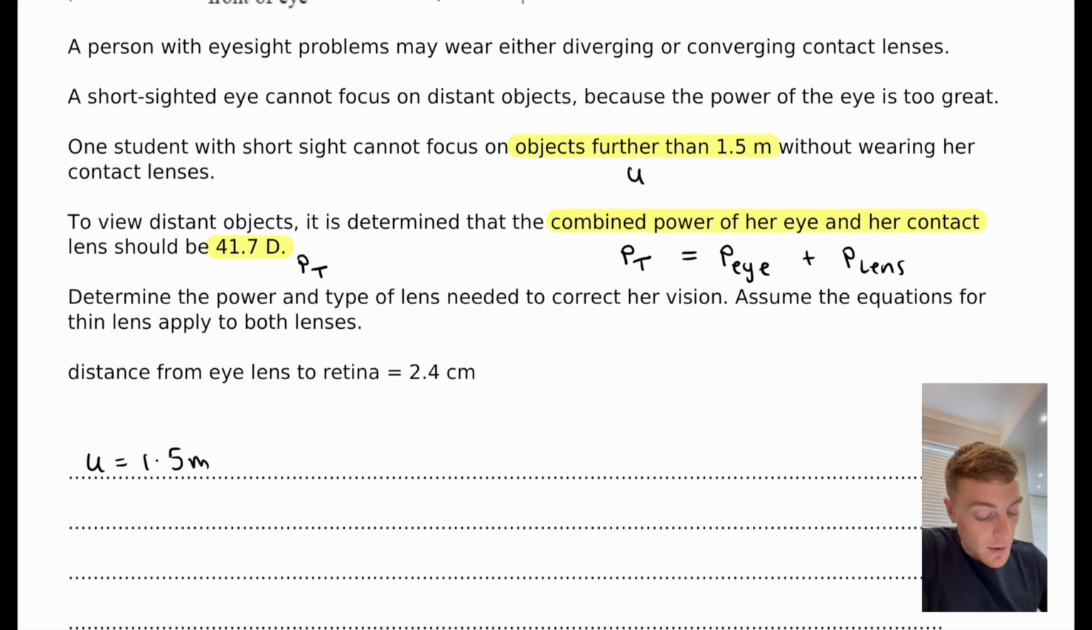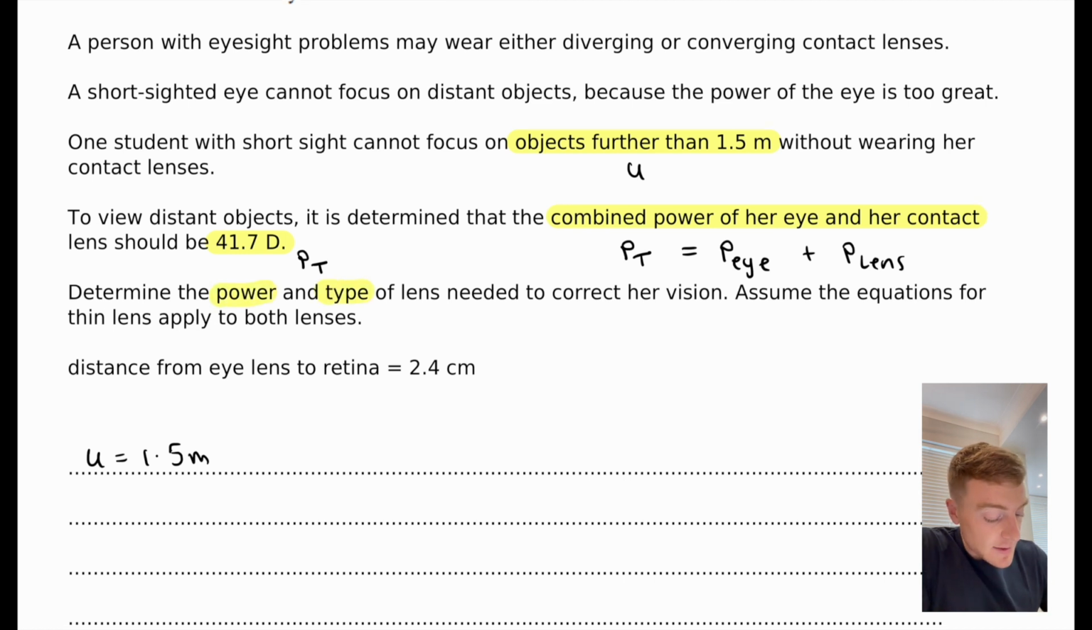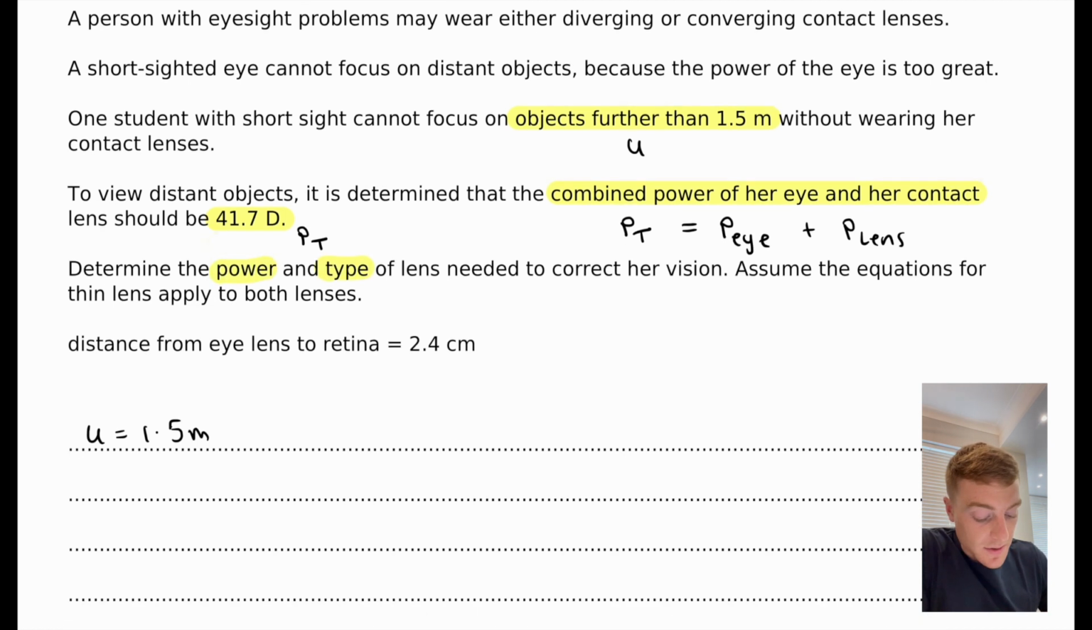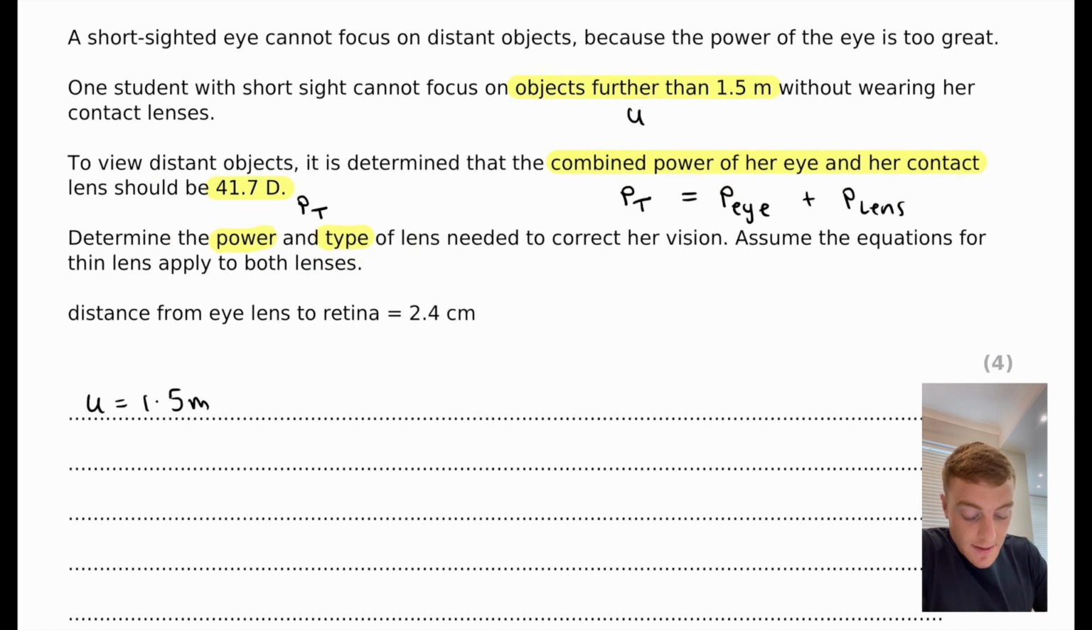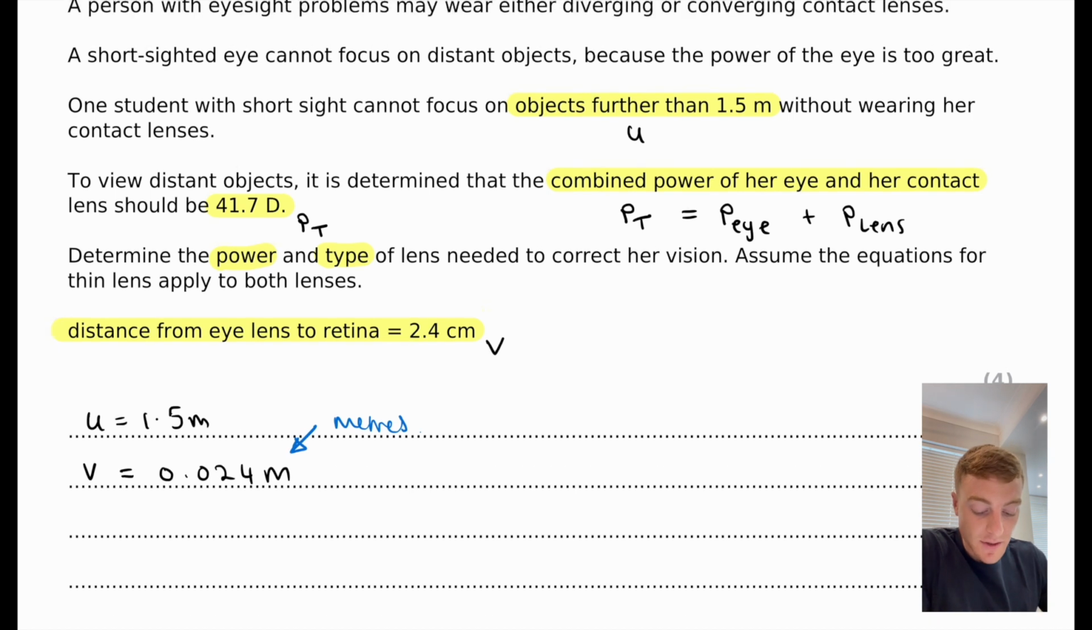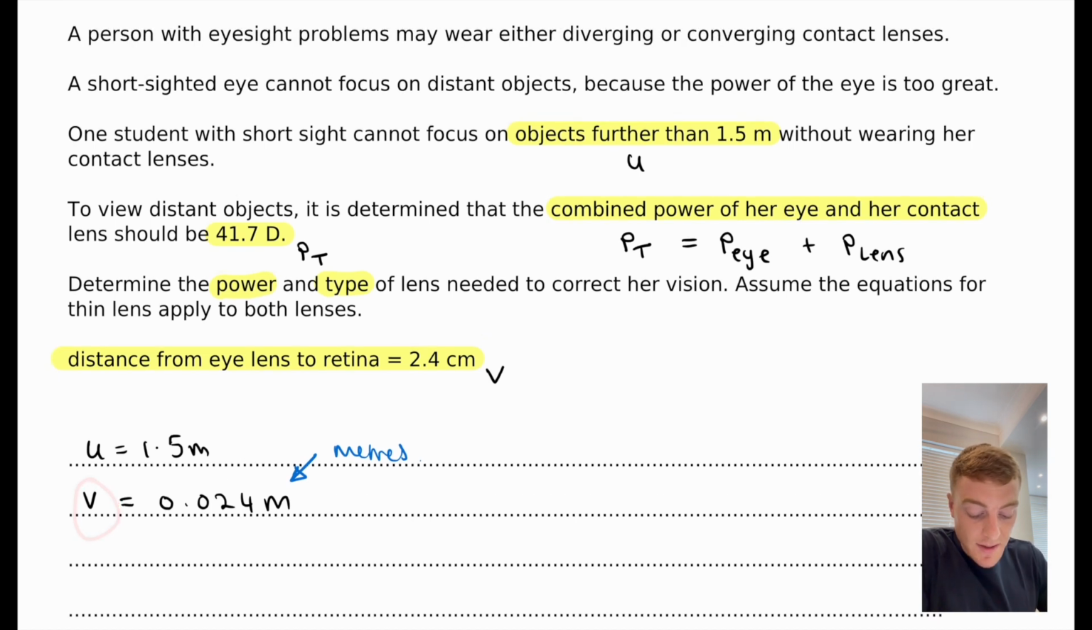Then it says determine the power and type of lens. So we need to know the power and type of lens needed to correct her vision. Assume the distance from eye lens to retina is 2.4 centimeters. So that's v. And again, I'm going to convert to meters. But notice what I said. Just through repetition of questions, you can see my image distance is always going to be the distance from the eye lens to the retina, exactly like the previous question. So these things do repeat.